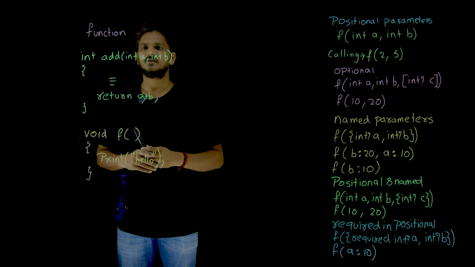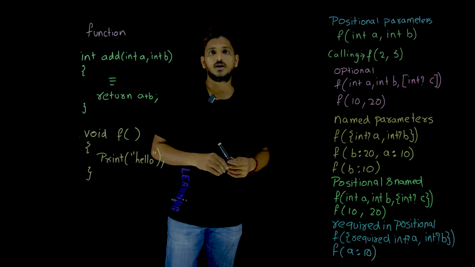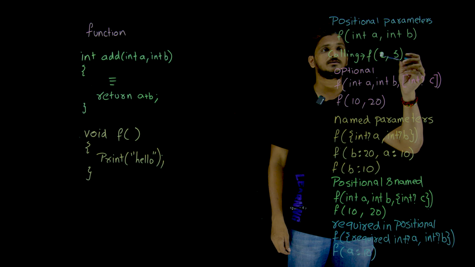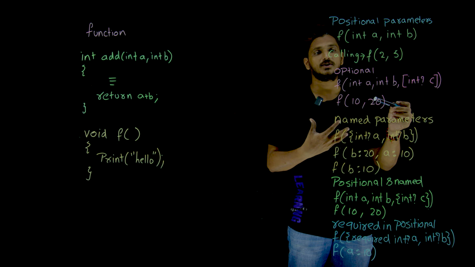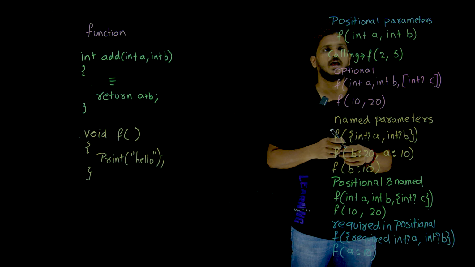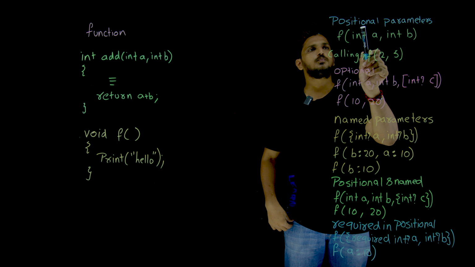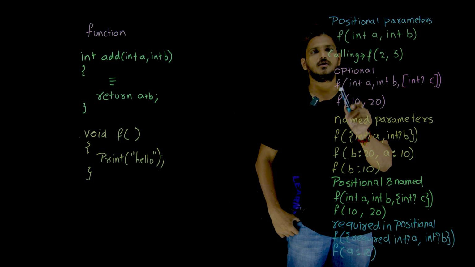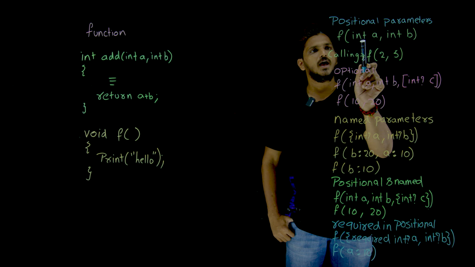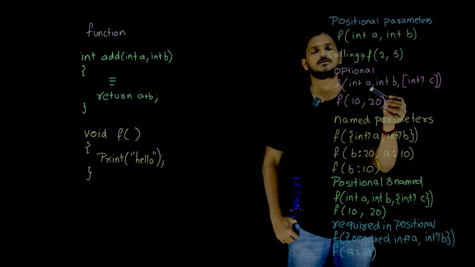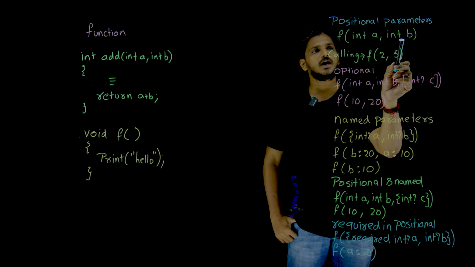It's very much similar. But coming to the next one, parameters: the parameters to the function are very much different when compared to other programming languages. Let's try to understand one by one. First one is positional parameters. When you define a function f(int a, int b), these are positional parameters, meaning first position, second position.